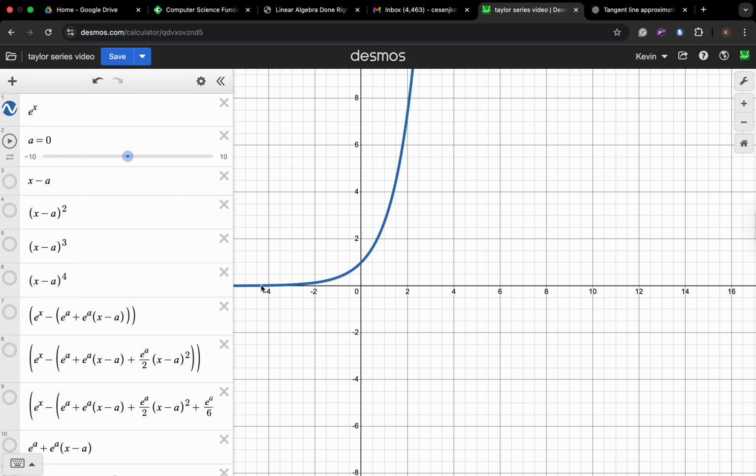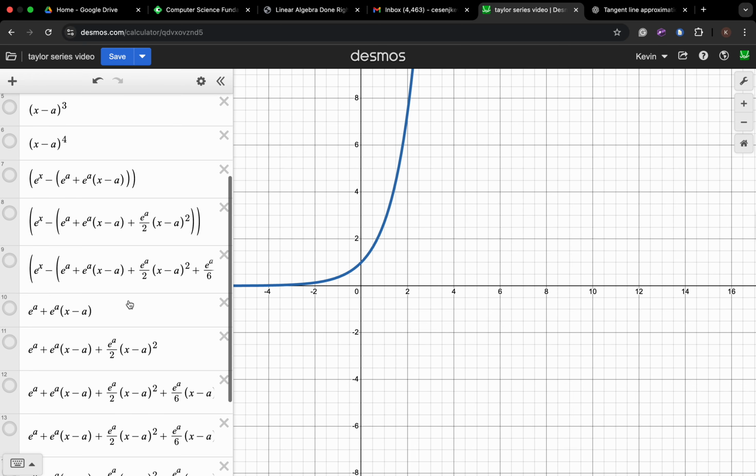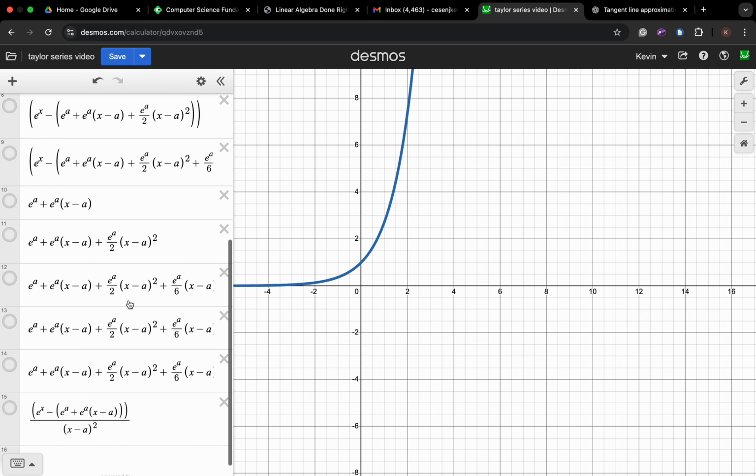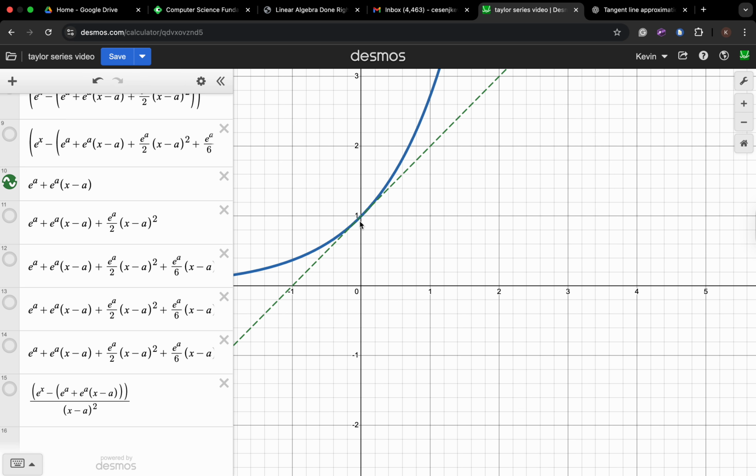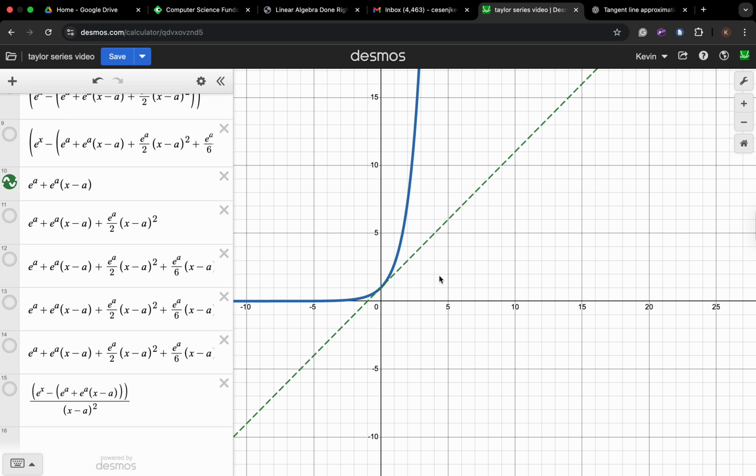Here we have our function e to the x, and we're going to be approximating the function e to the x at the point a equals 0. So at the point here, x equals 0. The first estimation function will just be a polynomial of degree 1, and that's just, as we all know, a straight line.